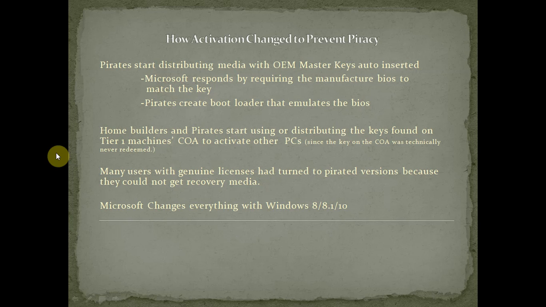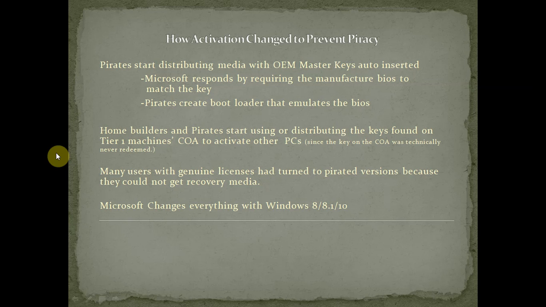At the same time, home builders and pirates also started realizing that those product keys on those Tier 1 machines were never used. They're different than the product key that activated Windows. So they would start taking pictures and posting them up on forums and giving away all these licenses, and people would start redeeming them for free Windows 7. Many users with genuine licenses had turned to pirated versions because they couldn't get recovery media.